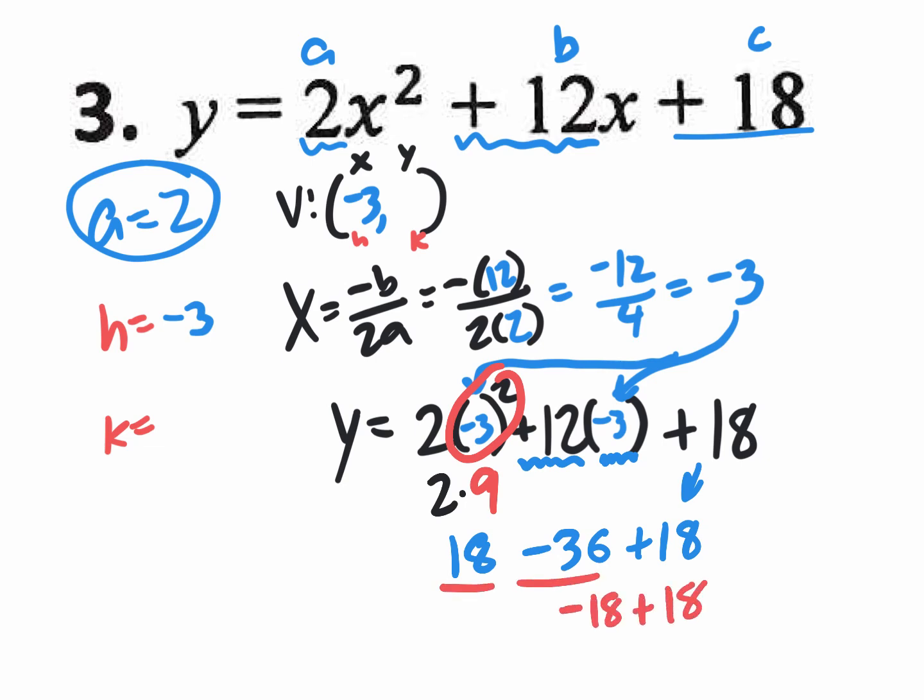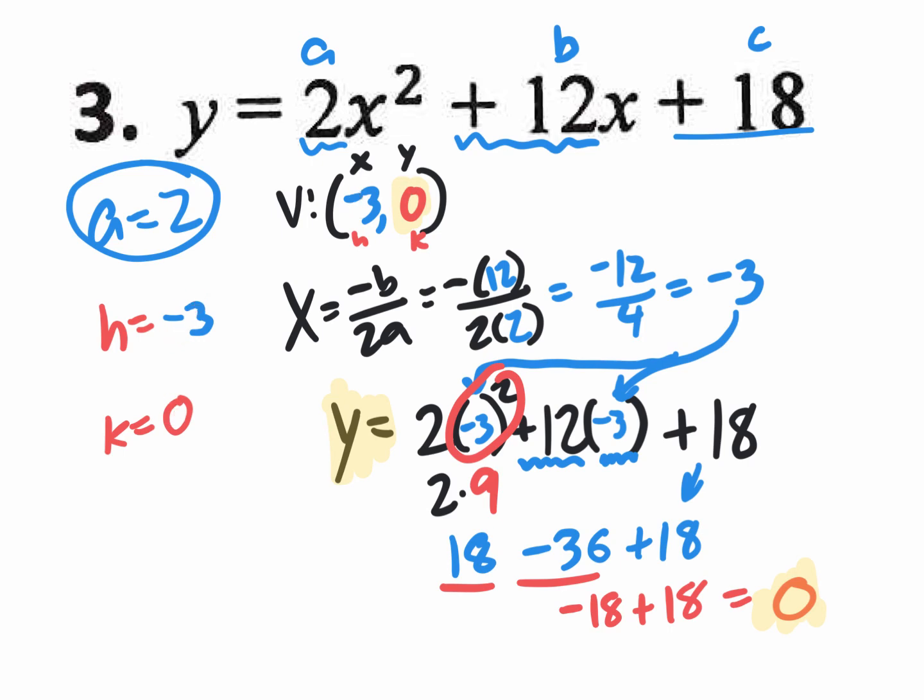Negative 18 plus 18, that is 0. I know that feels kind of weird, but the bottom line is your Y value equals 0. And that is your Y value of your vertex. So 0 is right there. Our K value is 0, right? The H is negative 3, K is 0.